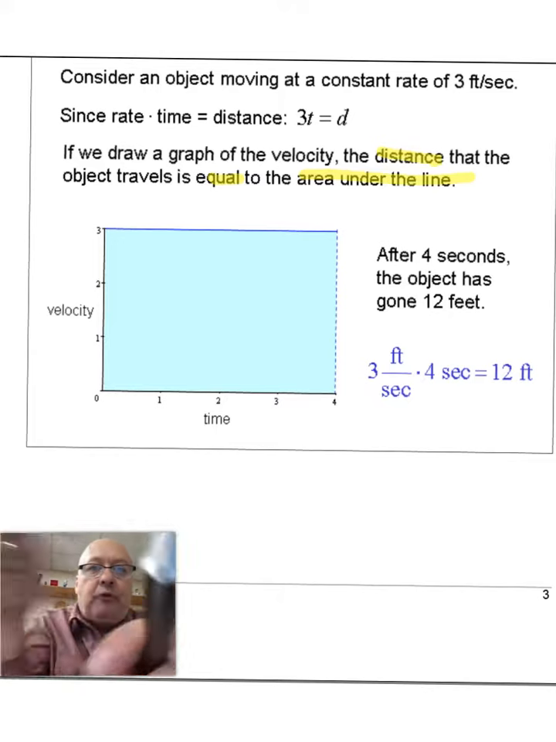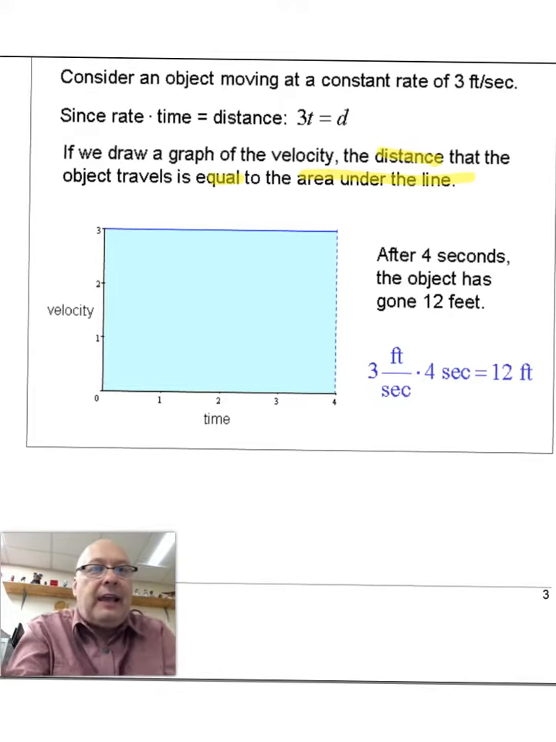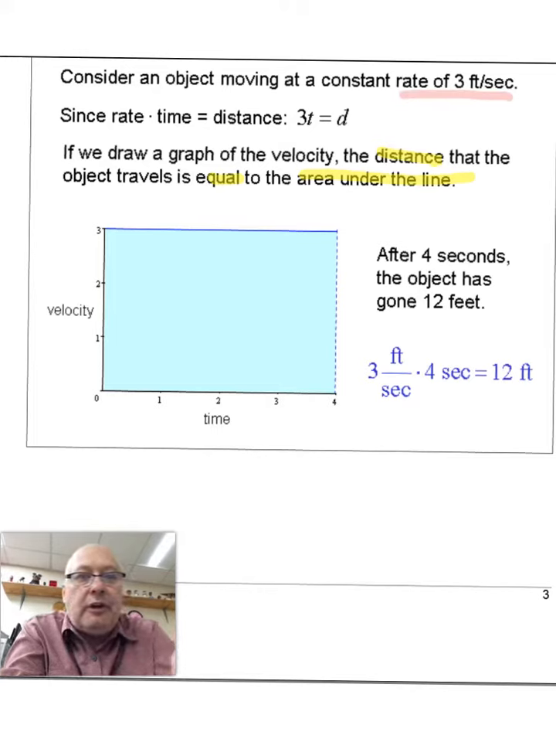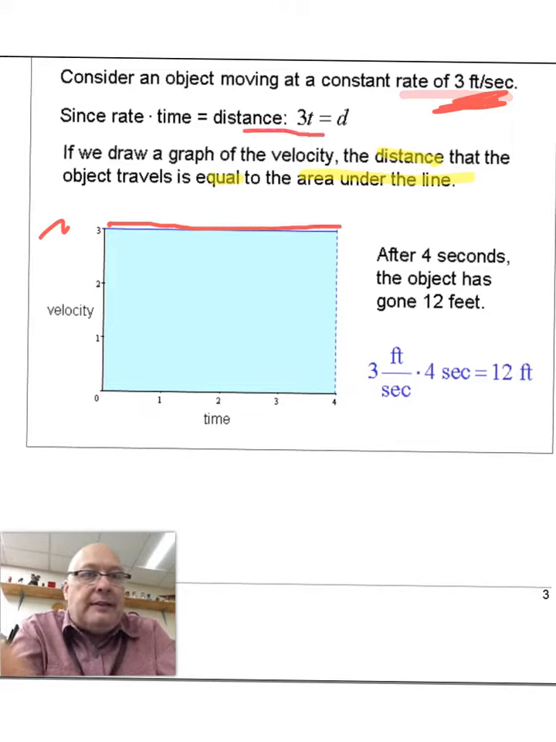So if I'm reading off this slide, it says an object is moving at a constant rate. So this is the picture of a question about the rate. The velocity is constant, never changing, and distance equals rate times time.